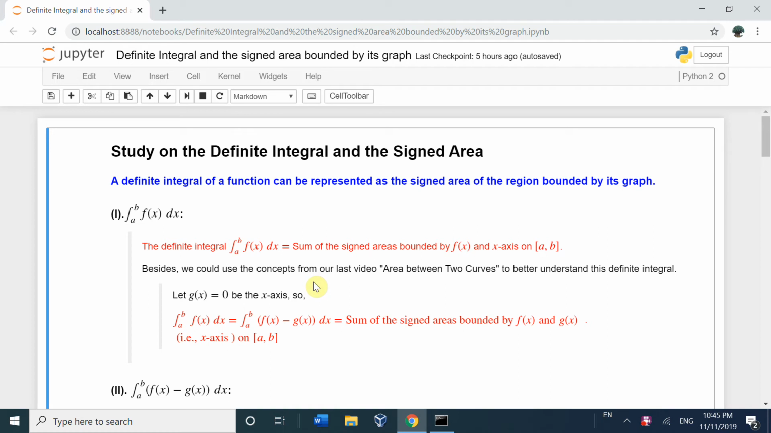And we could use what we learned from the last video, area between two curves. We know the x-axis means the horizontal line y equals 0. We let another function g of x equal 0. Therefore, this integral from a to b of f of x dx equals f of x minus 0, that means f of x minus g of x. That's just the sum of the signed areas bounded by these two curves.